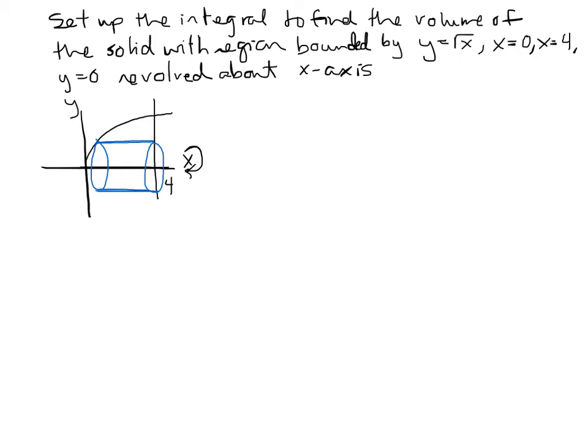Some tricks: the radius is always perpendicular to the axis of rotation, and this is for shells only. The radius is, oh, that's not true. It is true for washers as well. The radius is perpendicular to the axis of rotation. So our radius is perpendicular to it, and the height goes through the shape.